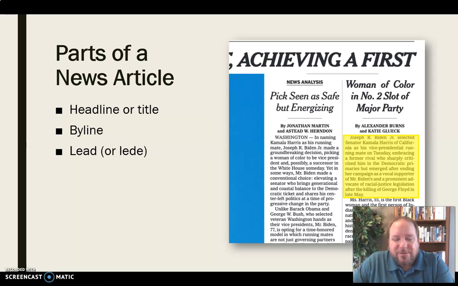The lead is there to not only give us that brief summation at the beginning, but again, continue to pull us in. It needs to be written in a way that draws the reader in and makes us want to go even further. Okay, so we have the byline and the lead.